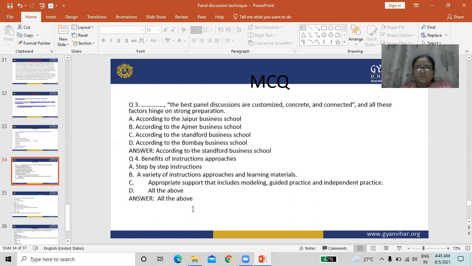Next MCQ. Benefits of instruction approaches. Option A, step by step instruction. Option B, a variety of appropriate instruction approaches and learning materials. Option C, appropriate support that includes modeling, guided practice, and independent practice. Option D, all of the above. The correct answer is all of the above.